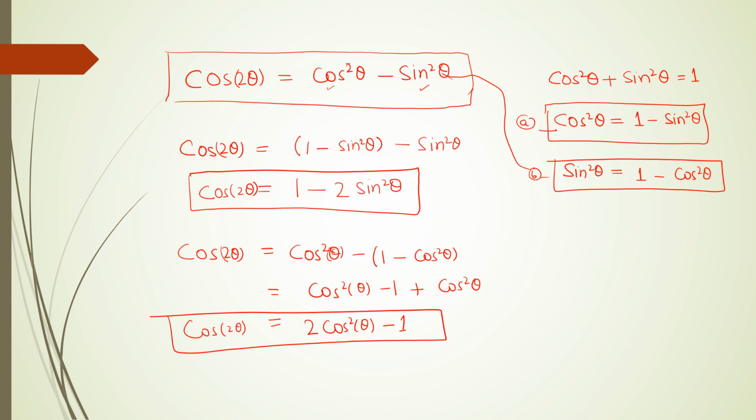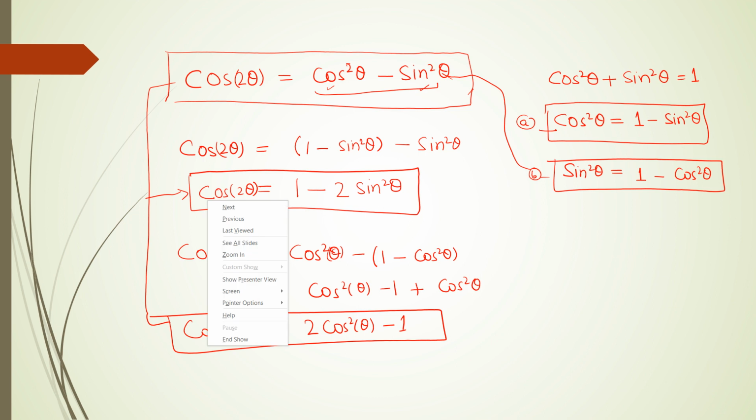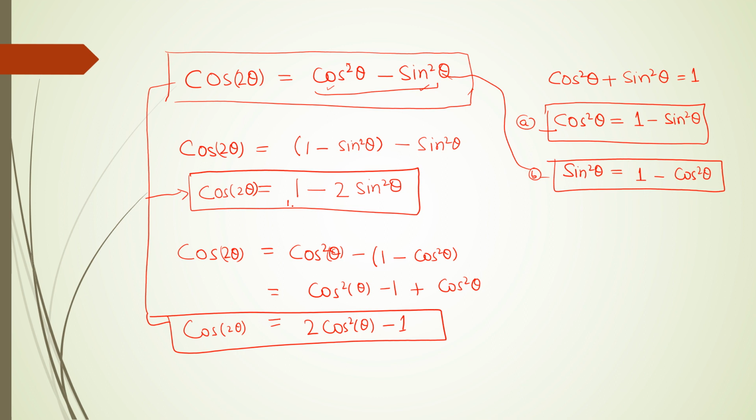So we get 3 formulas from here, and they are the same, one and only cos 2 theta. We use all 3 cos 2 theta formulas as required. Sometimes we use cos square theta minus sin square theta. Sometimes if we require it only in terms of sin theta, then we will just go for 1 minus 2 sin square theta. If in terms of cos square theta only, then cos 2 theta is 2 cos square theta minus 1.